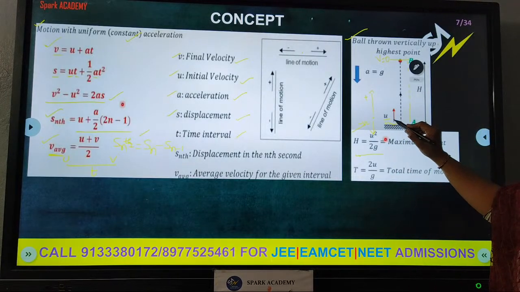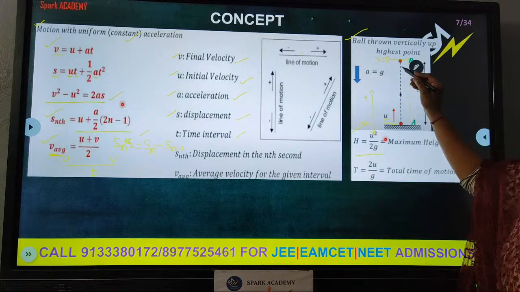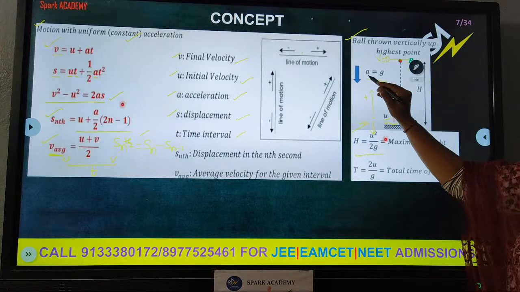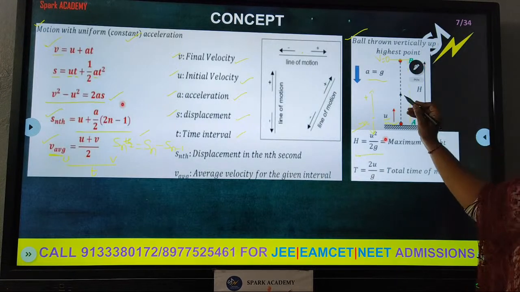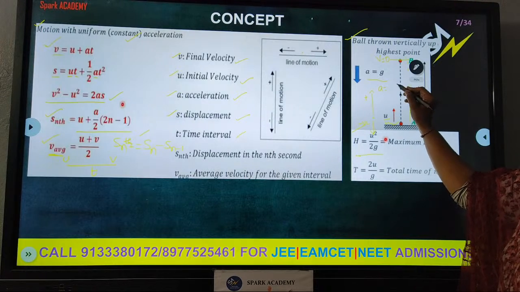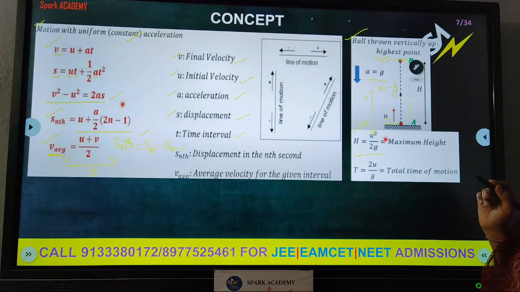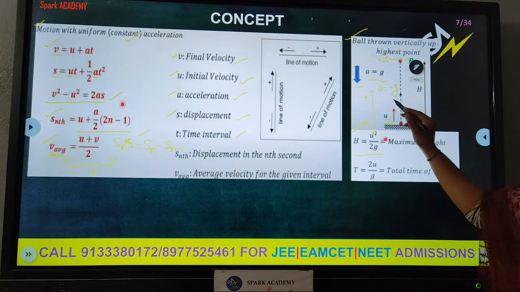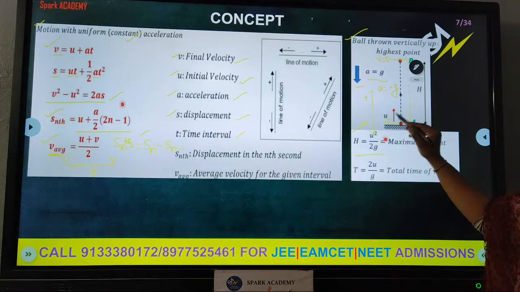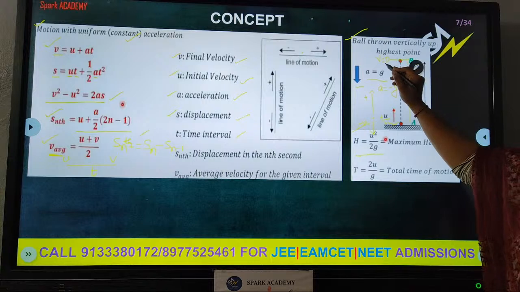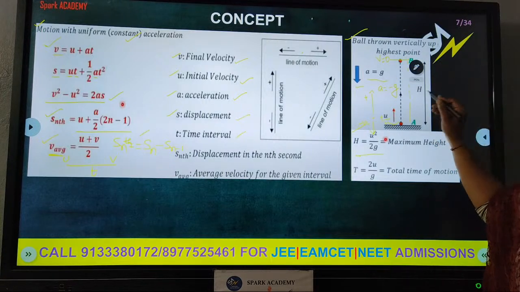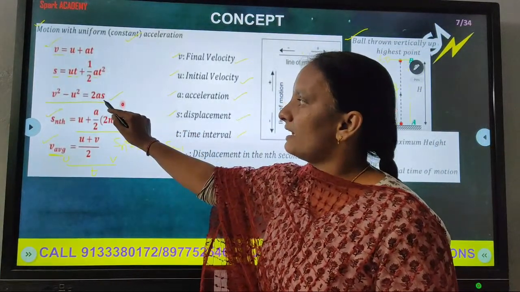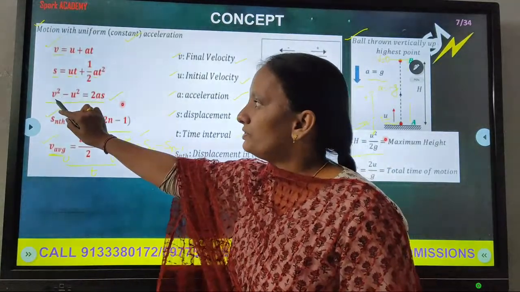So u will be positive, and the acceleration, it moves down due to gravity. So acceleration due to gravity for the vertically thrown up case, we can write as minus g, because the direction is downward. So a is minus g, u is plus u only, and v becomes 0. And h we need to find, so s is nothing but h.